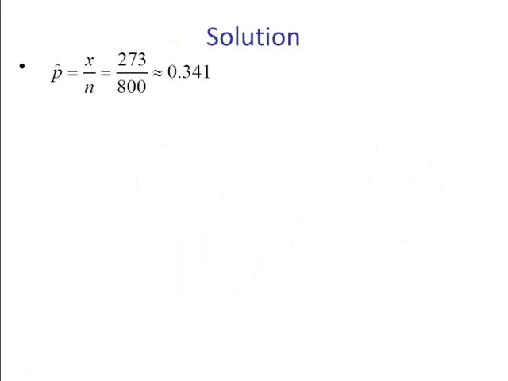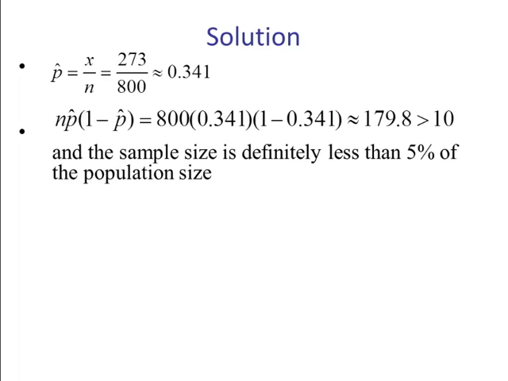So the solution: P hat is x over n, which in this case x is 273, n is 800, and if we round to 3 decimal places, we get P hat to be 0.341. Check our requirements. N times P hat times 1 minus P hat is 179.8, which is greater than 10. Sample size is less than 5% of the population size. Alpha is now 0.01 because we're doing a 99% confidence interval. So our Z alpha over 2 is 2.575. And again, this can be found at the bottom of table 5.